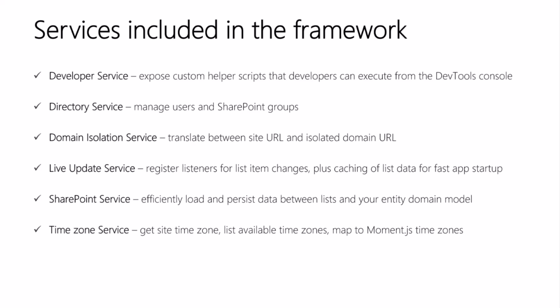Next up, the live update service handles the subscriptions to lists so that we get notified when items are added, updated, or deleted, and it manages a related cache, which supports faster app initialization. Then we have the SharePoint service, which handles loading and persisting list item data, as well as configuring item level permissions, and it can do a few other things related to lists and libraries.